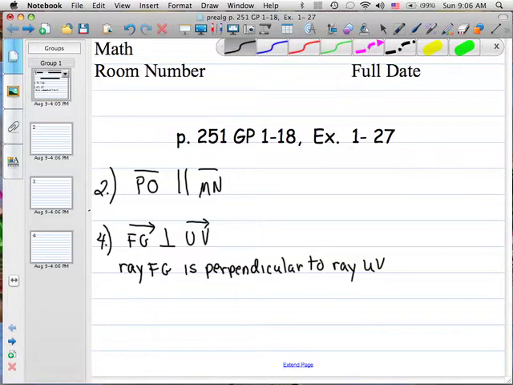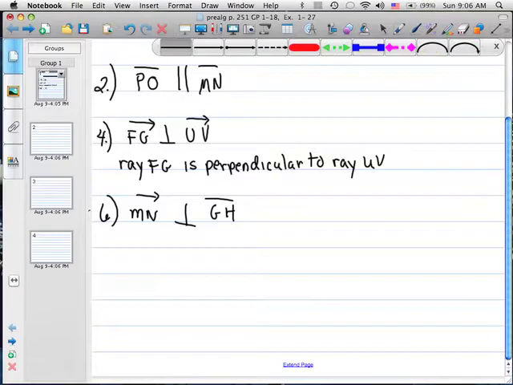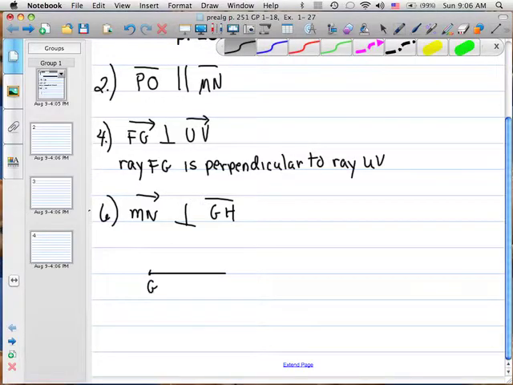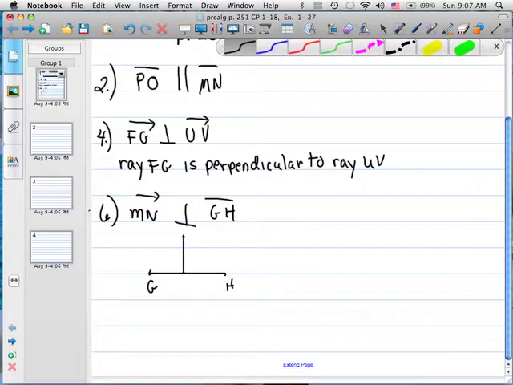Problem number 6, draw a diagram that represents this statement. Ray MN is perpendicular to line segment GH. Well, I'm going to draw line segment GH. And then ray MN is perpendicular to it. And I'll just put a right angle there.